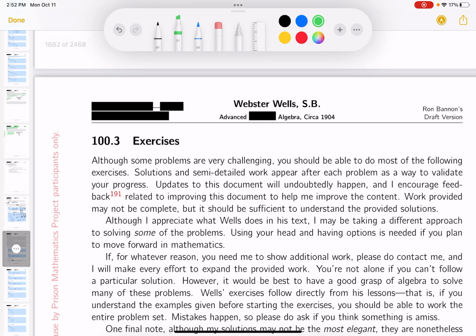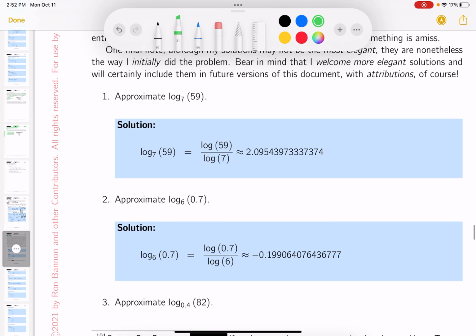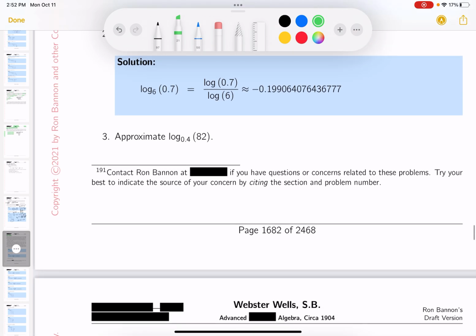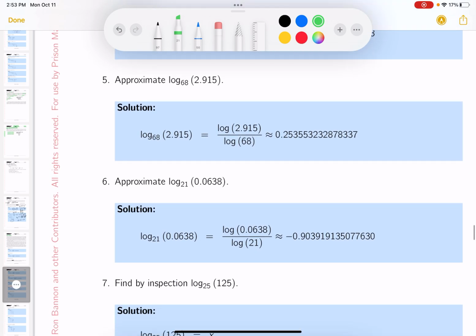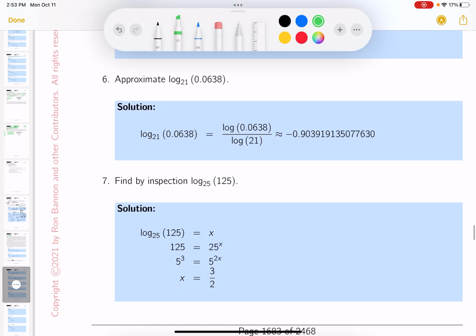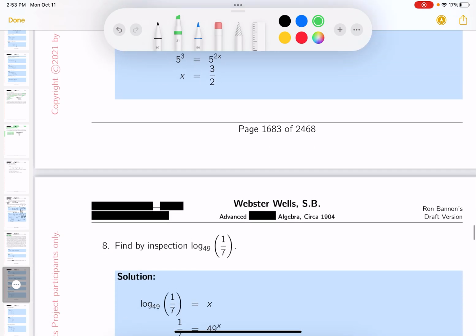All right, what do you get to? It's a very short section, exercises. What do you do in the exercises? Work through the problems. It's basically a base change formula problem. And some problems, say how difficult they look. They look pretty standard, pretty straightforward. And again, in Wells' times, when I say straightforward, they're actually more difficult because they had to use tables to figure out the logs. We don't need to do that though, all right?